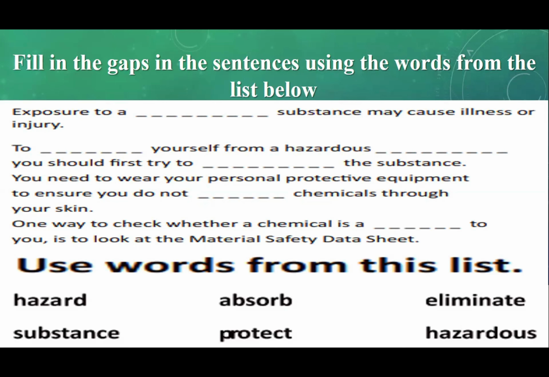Perfect. You need to wear your PPE to ensure you do not dash chemicals through your skin. Absorb chemicals. Perfect. One way to check whether a chemical is a dash to you is to look at the material safety data sheet. One way to check whether a chemical is a hazard to you is to look at the material safety.